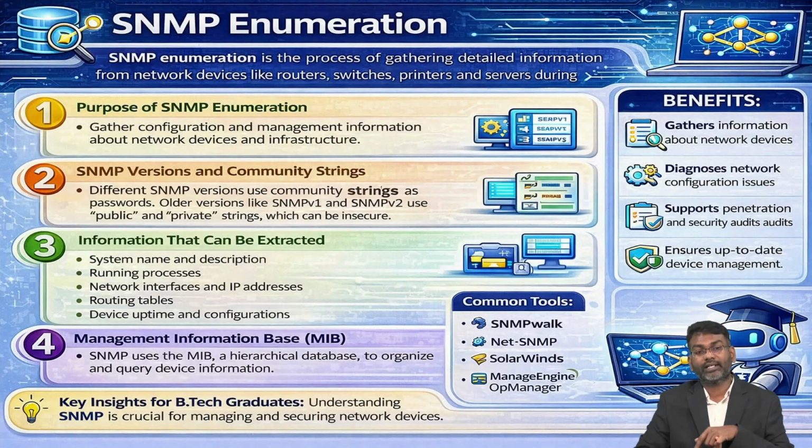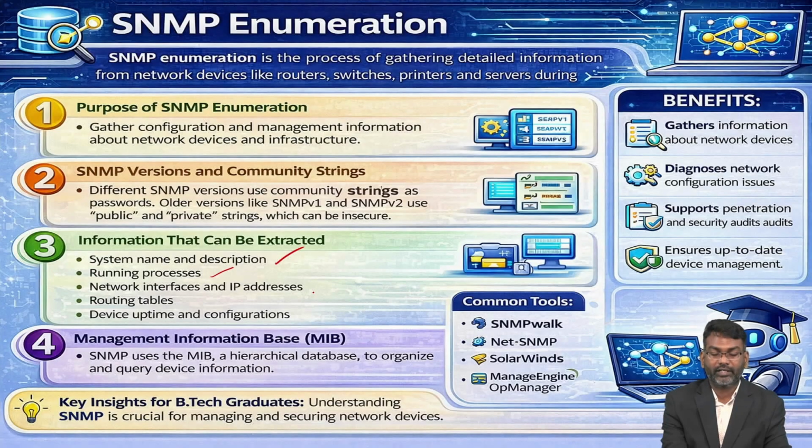So we have to properly get the entire information about my network with the help of SNMP. As I said, we have multiple versions: SNMP version 1 and version 2 don't have proper security mechanisms, but SNMP 3 is what we are using nowadays, and there are even different versions of SNMP which provide more security. The information collected includes the system name and description, and the different running processes at that particular instant of time.